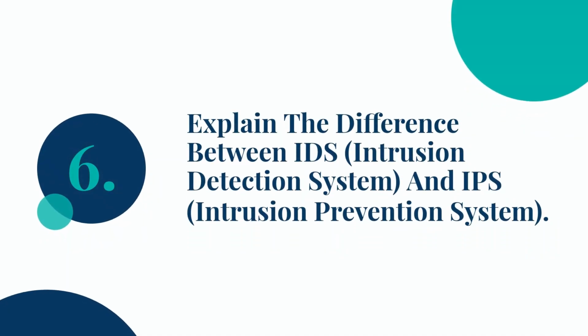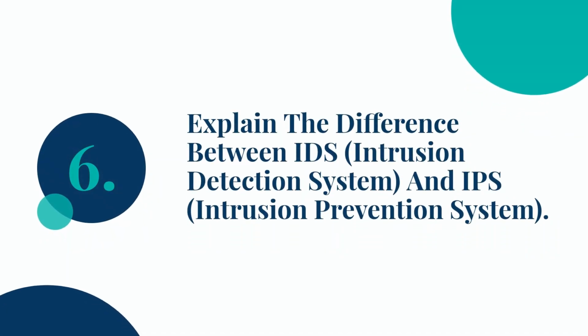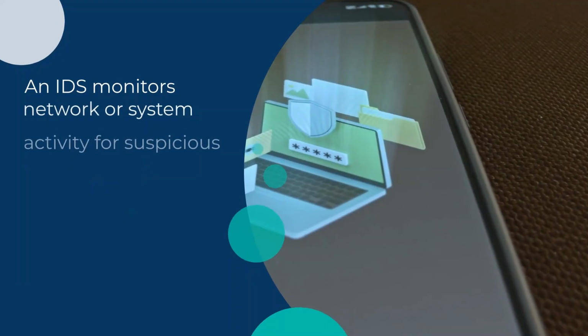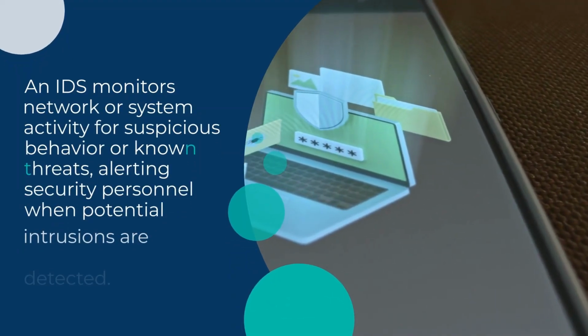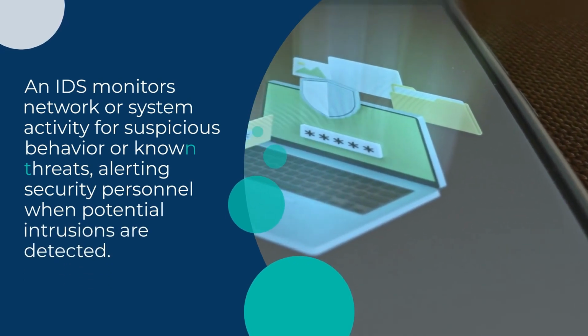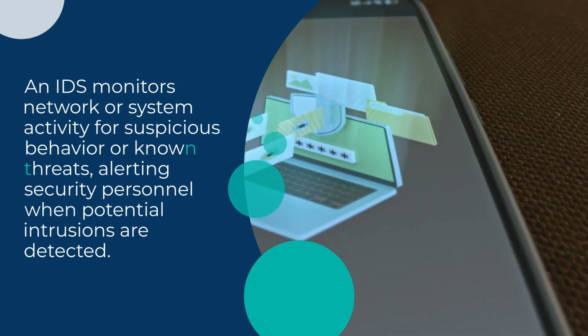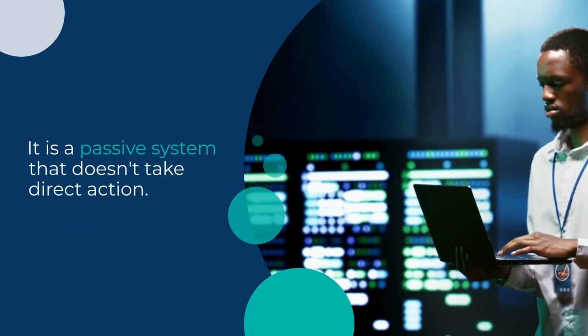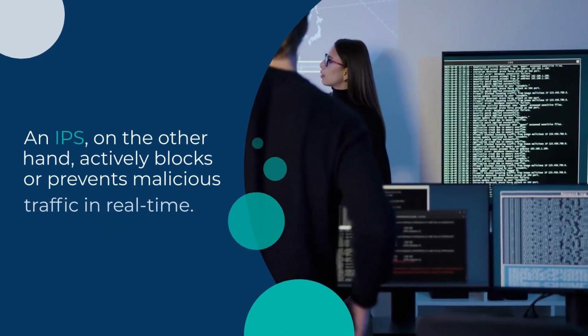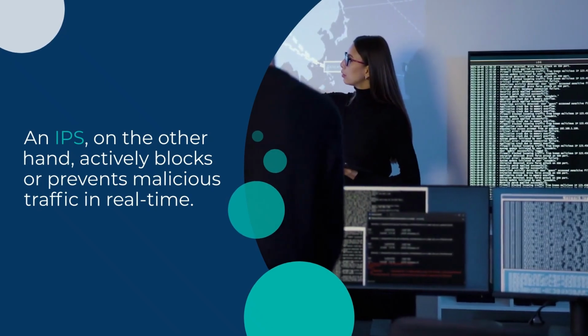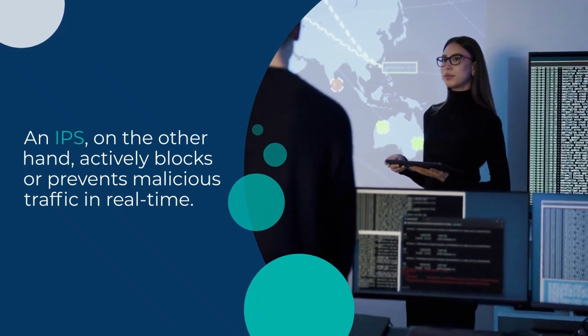6. Explain the difference between IDS, intrusion detection system, and IPS, intrusion prevention system. An IDS monitors network or system activity for suspicious behavior or known threats, alerting security personnel when potential intrusions are detected. It is a passive system that doesn't take direct action. An IPS, on the other hand, actively blocks or prevents malicious traffic in real time.